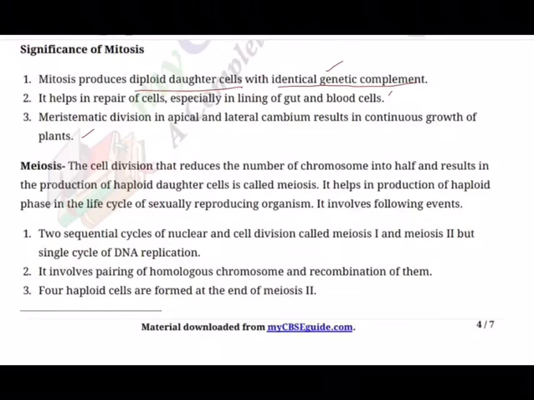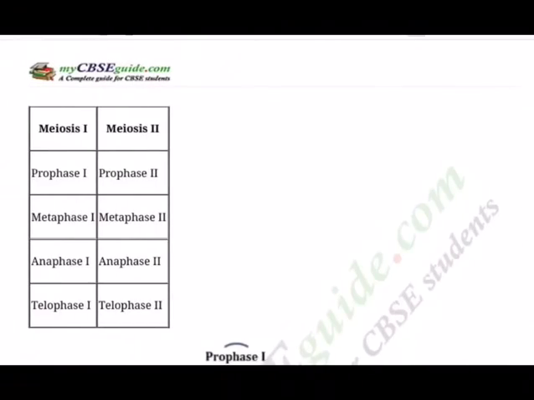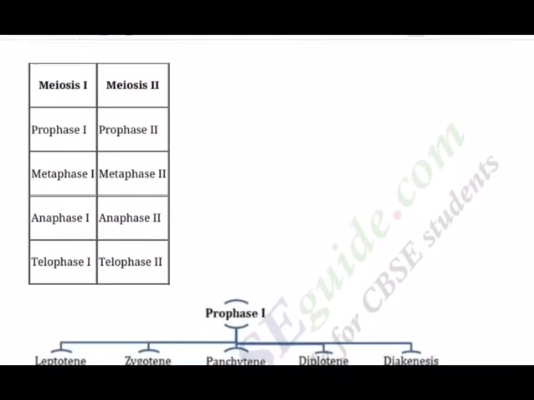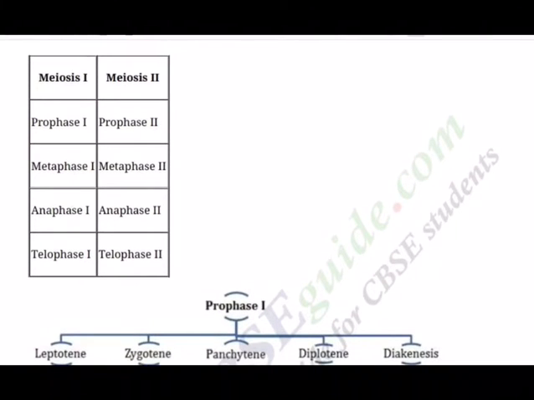Meiosis involves pairing of homologous chromosomes and recombination between them. Next, 4 haploid cells are formed at the end of meiosis 2. Whereas in the case of mitosis, at the end of mitosis only 2 daughter cells are formed. Here, 4 daughter cells are formed.